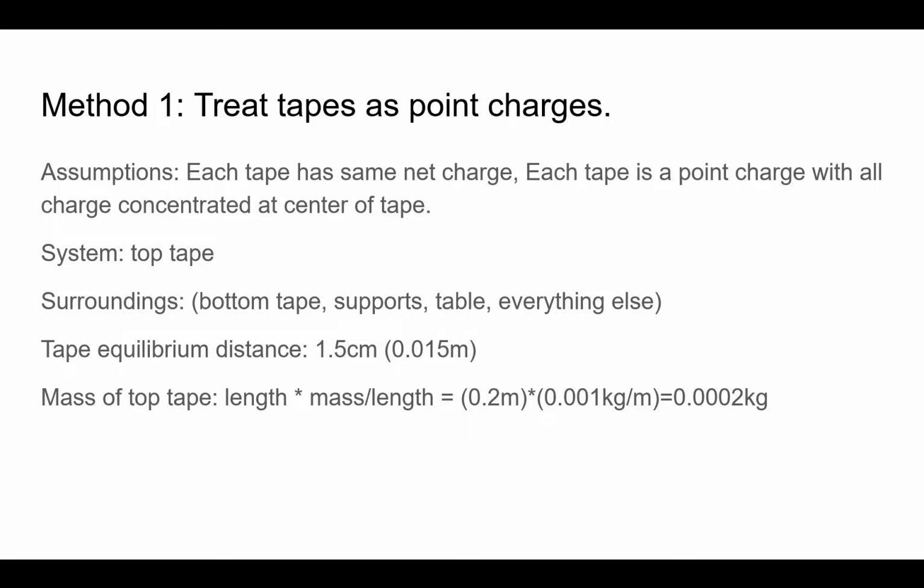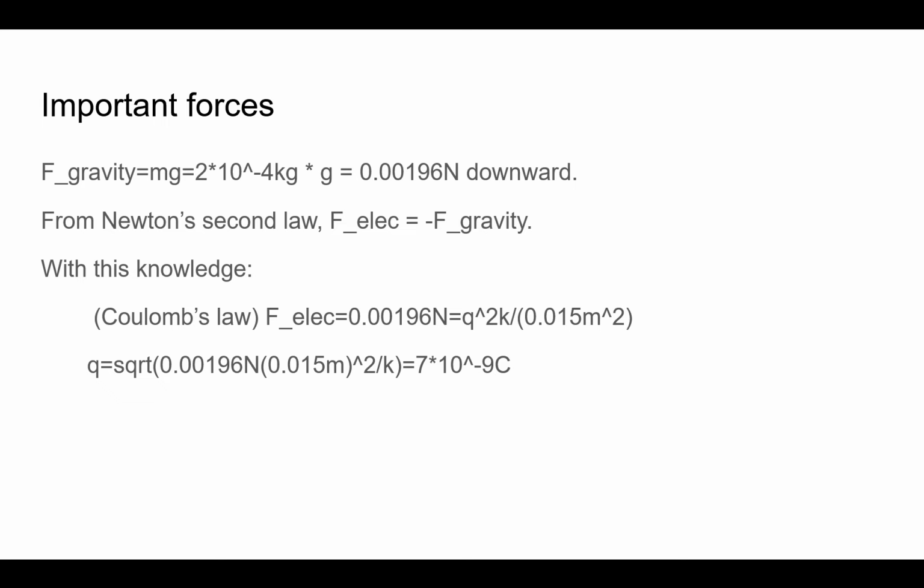The bottom, the supports, water bottles, and our measurements. We found that at equilibrium, the distance between the tapes was 1.5 centimeters, or 0.015 meters. And we also measured that the length of tape that we had was 20 centimeters times the mass per length measurement of 1 gram per meter. We found that the tape we used was 0.0002 kilograms.